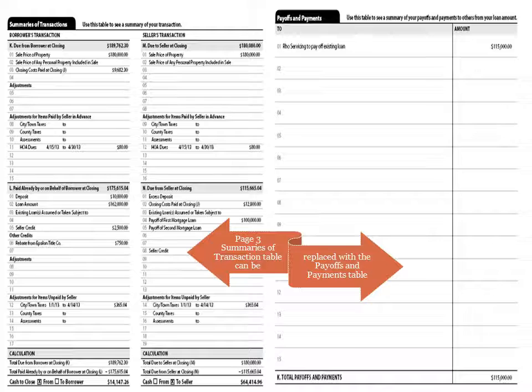Another permitted alteration for transactions without a seller is the page 3 summaries of transaction table. It can actually be replaced with a payoffs and payments table. And this table basically would list all of the payoffs associated with the loan, whether they're related to the property liens themselves or other credit transactions that are required to be paid off on the loan.